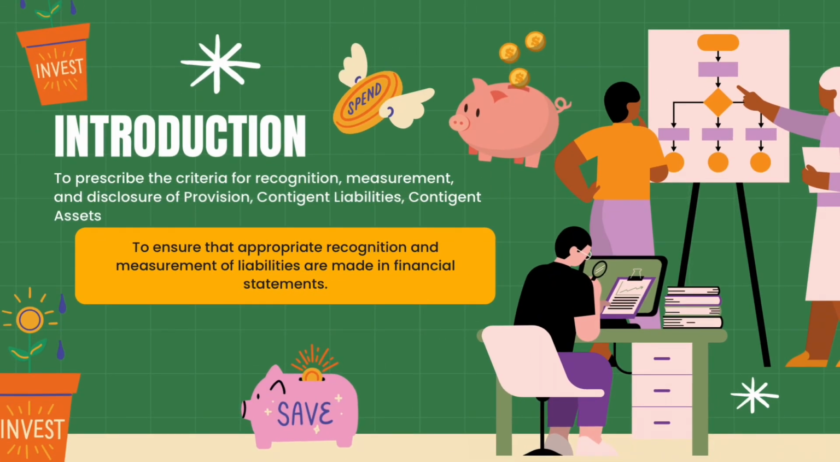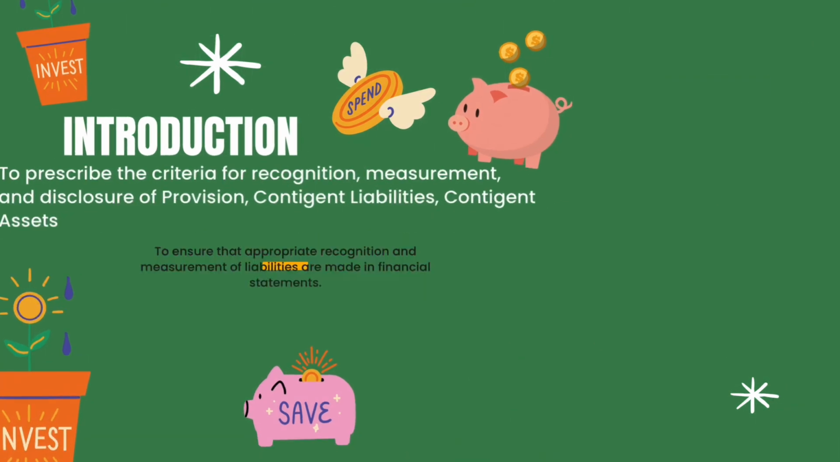So I'm gonna introduce IAS 37. The last update was on 1st July 1999, and the objective of IAS 37 is to prescribe the criteria for recognition, measurement, and disclosure of provisions, contingent liabilities, and contingent assets. The purpose is to ensure that appropriate recognition and measurement of liabilities are made in financial statements.